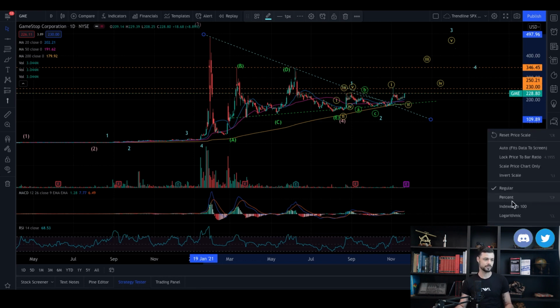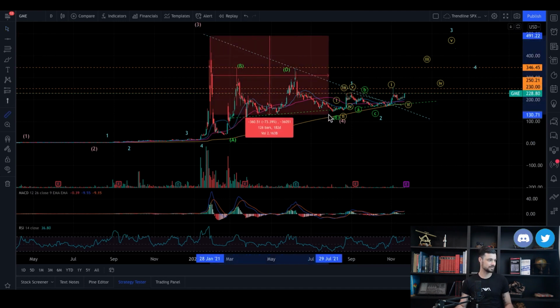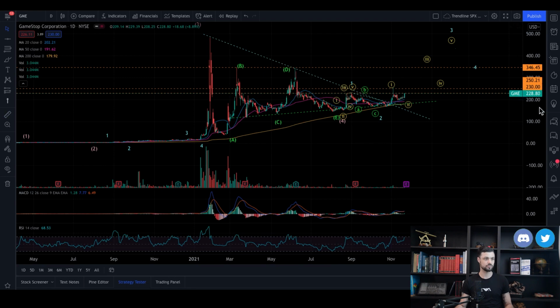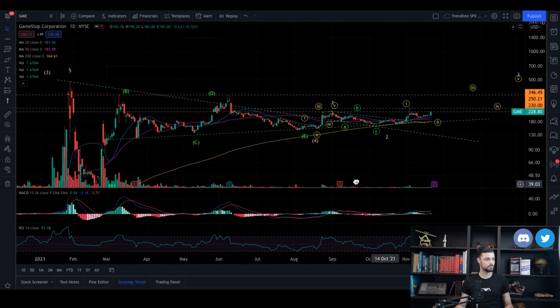happen slightly later. So I prefer to do that whenever I have a stock that lost around 50, even more compared to its peak, that lost 70, 80%. It's better to use the log scale. So this is what I'm using. This is how I get my trend line. So let me put it back how it was.